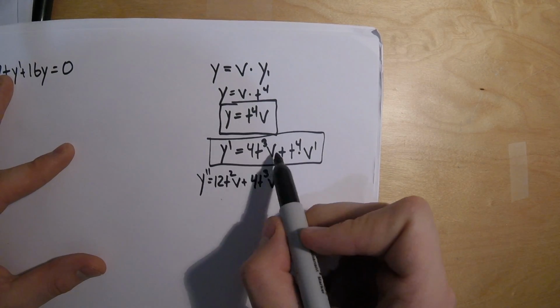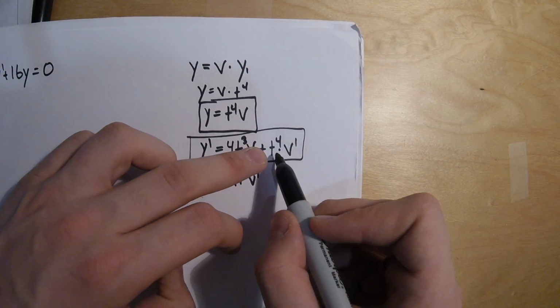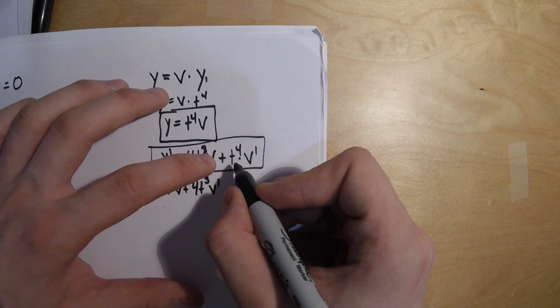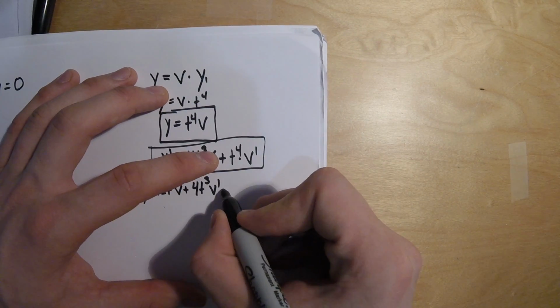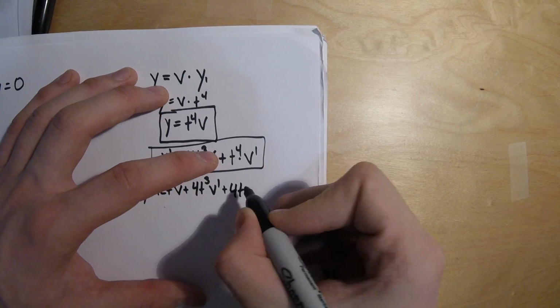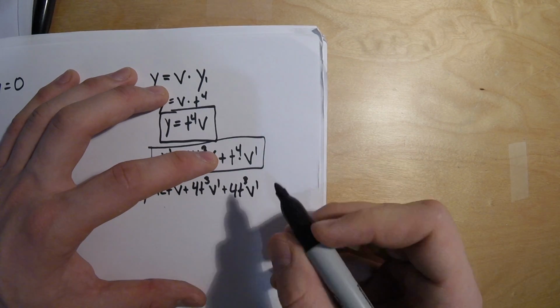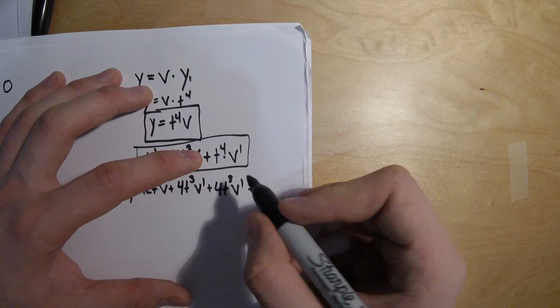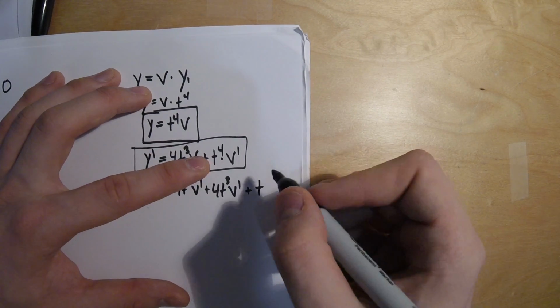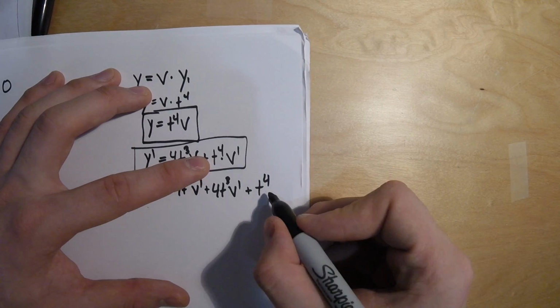Good. So I just did this right here. Then I'm going to go right here. So I'm going to once again take the derivative of the first. So it's going to be plus 4t to the third. I'm going to leave the second, v prime, plus I'm going to leave the first, and take the derivative of the second.